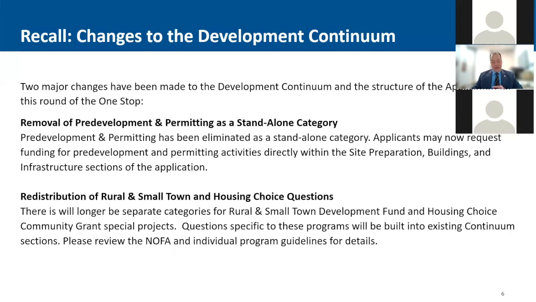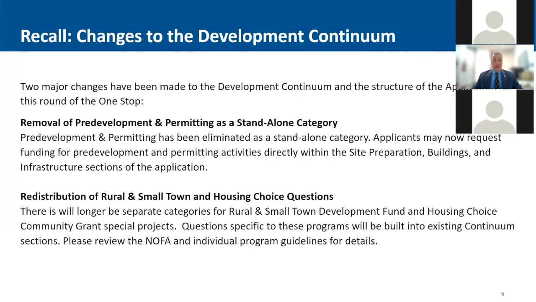We found that ambiguity, and in some cases redundancy, with questions between pre-development and permitting and other sections caused some confusion. That resulted in some duplication of grant requests, or projects that had selected the wrong category. So pre-development is still an eligible activity, but it has been eliminated as a standalone category, and applicants can now request that type of support directly within the corresponding categories of site preparation, buildings, and infrastructure in the full application.